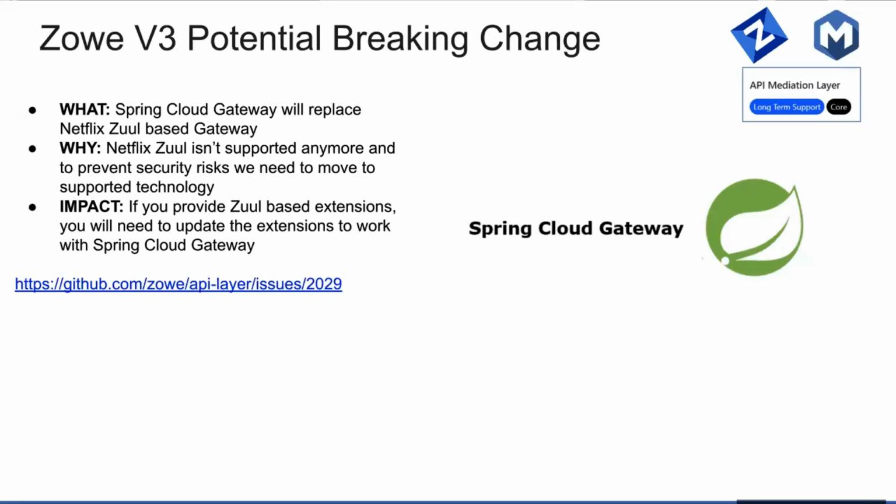The API mediation layer does support the way to provide extensions to the API mediation layer itself, not just via onboarding services, by actually changing the functionality. And if you are providing such an extension, then you need to verify that you are not depending on the functionality that was provided by Zuul. So this is a potential risk for extenders.